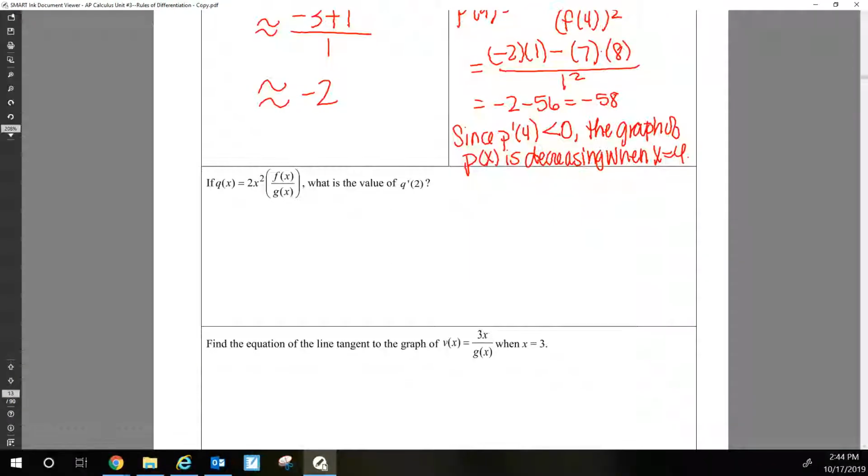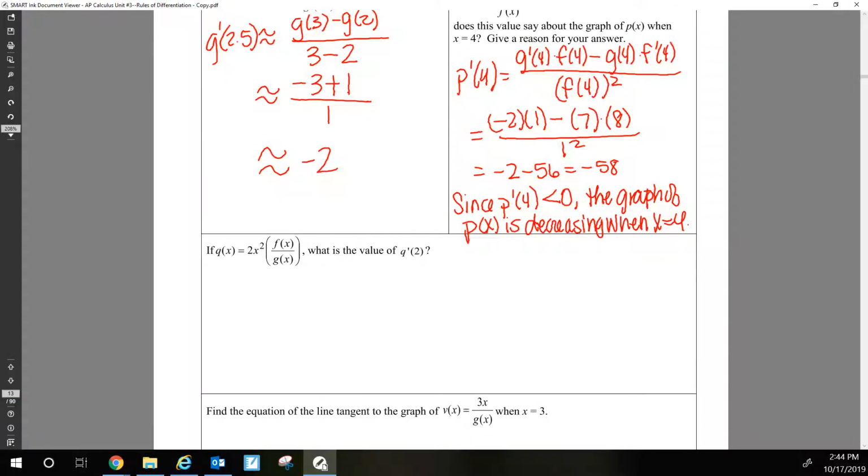Alright, if q of x is equal to 2x squared times this guy, what's the value of the derivative? Well, now I've got product rule here, but then I've got quotient rule when I'm finding the derivative side. So we're going to do product rule. Here's function 1. Here's function 2. So my derivative is going to be the derivative of the first function. What's the derivative of 2x squared? 2 times 2, which is 4x, times my second function. This guy stays just as it is, plus the first function, 2x squared, times the derivative of the second one.